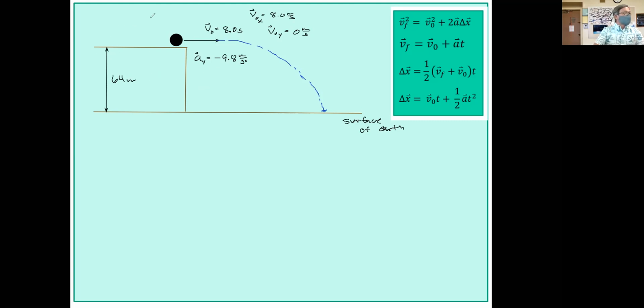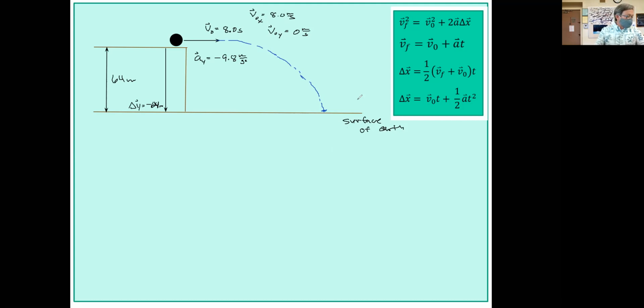Also, I probably should include that we know the displacement. If the height of this cliff is 64 meters, the displacement in the downward direction, delta y, is negative 64 meters. So the very fact that they tell us the cliff is 64 meters above the surface of the earth means that when the object falls, it's going to move a distance of 64 meters in the downward direction. Okay? All right, so that's all we have right there.